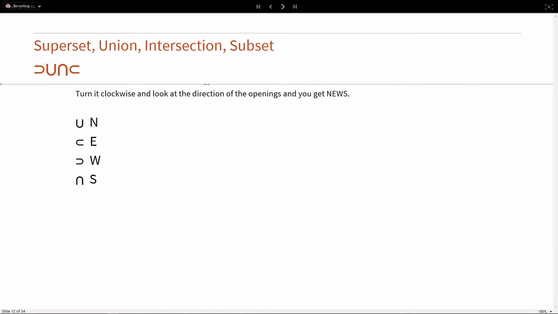Dune is in the news, and the symbols used in the poster happen to be superset, union, intersection, and subset. And one odd quirk about that, if you turn everything clockwise, the direction of the opening spells out NEWS, which I thought was interesting.